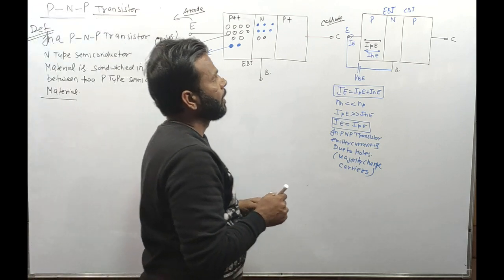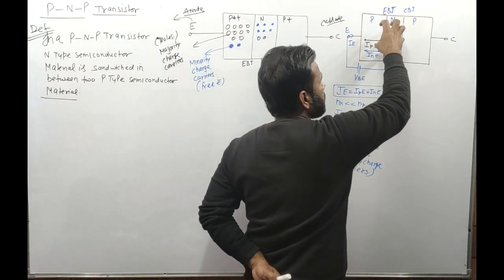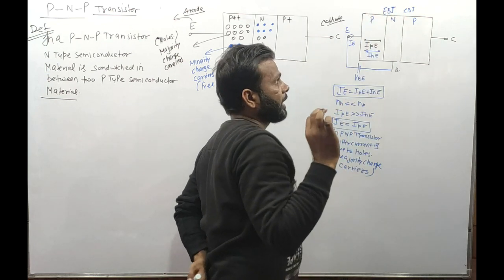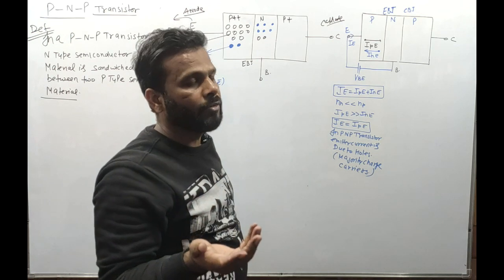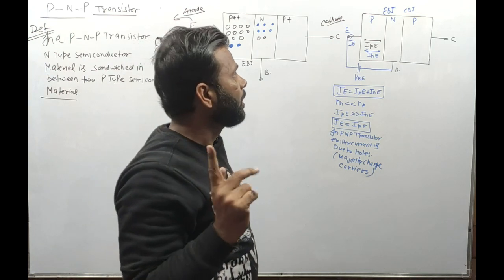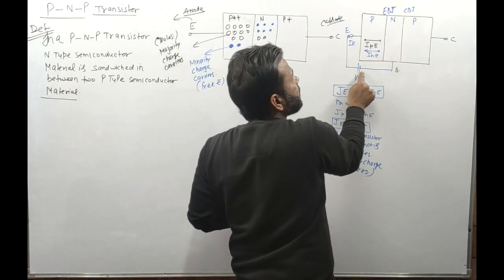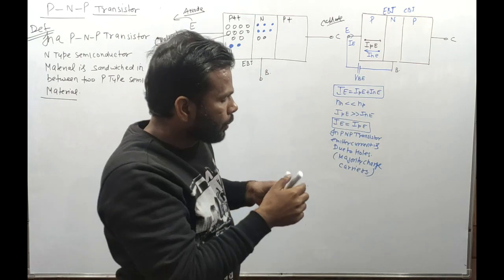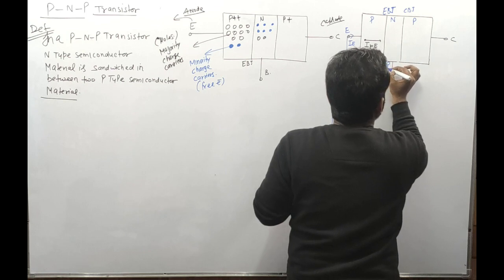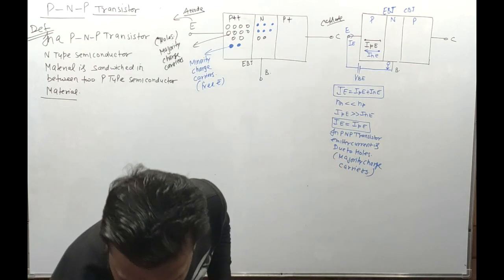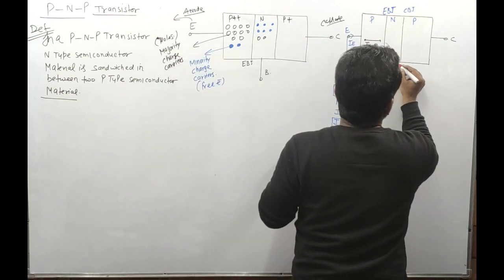Now when holes are traveling from emitter to collector through the base, some of the holes will get caught in the base region. Some of the holes will get caught in the base region and recombine with electrons and disappear from the scene. Now holes have positive charge, so they will be attracted toward the negative terminal of the battery. So the holes will move like that. This is the hole's direction. If this is the hole direction, then the direction of base current should be like that. This is your base current.